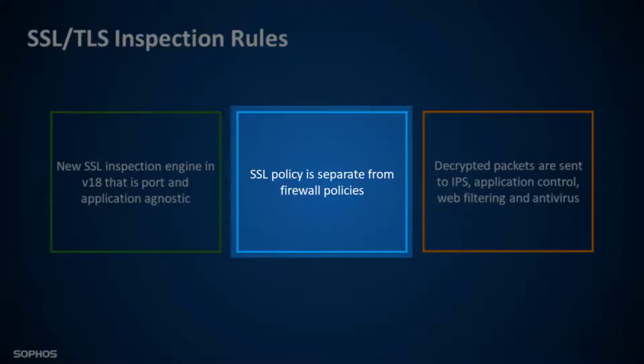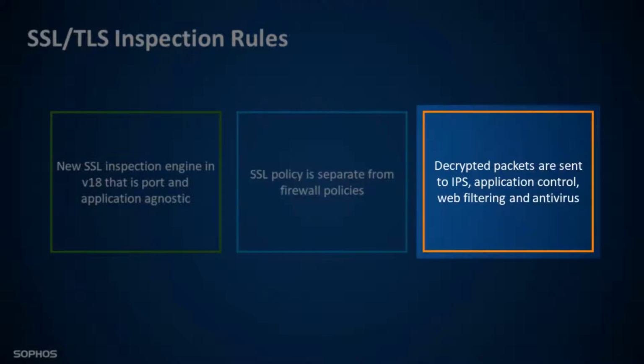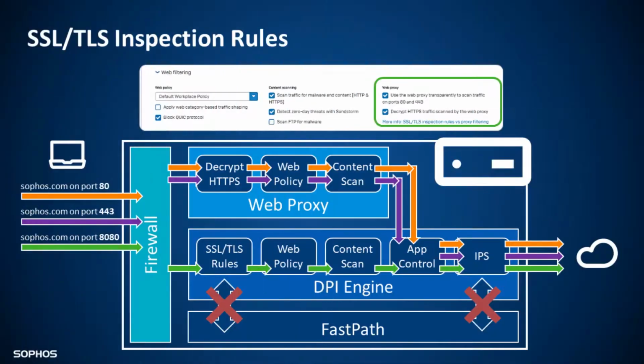This allows you to create and apply policies to traffic without the complexity of having to consider the ordering and matching of firewall rules. Once decrypted, the new SSL inspection engine sends the packets to IPS, application control, web filtering and antivirus for checking. Before we jump into the configuration, it is important to understand when the TLS inspection rules are used.